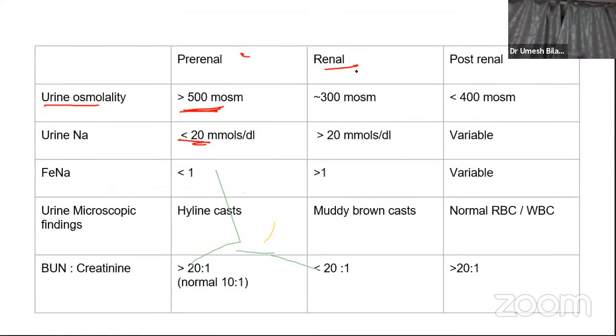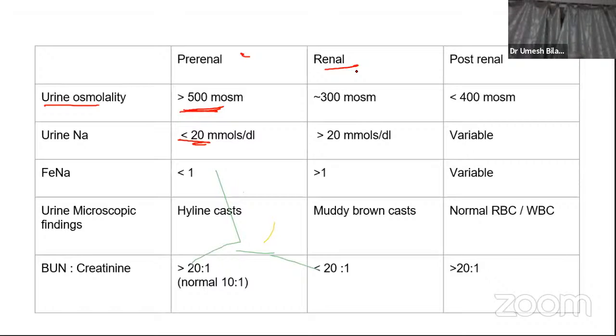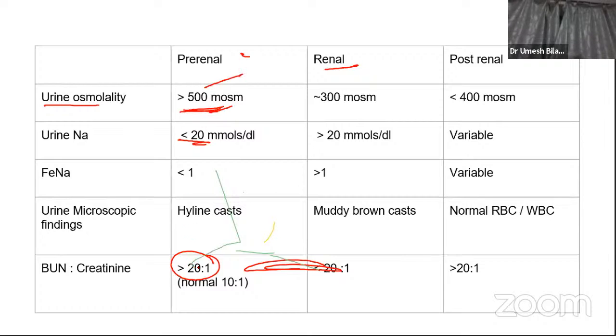Then what is another thing they have given here? Blood urea nitrogen creatinine ratio, that is more than 20. So it is actually falling in between. It can be on that side or this side. Anyway, taking this, and also not letting this, it is pre-renal.